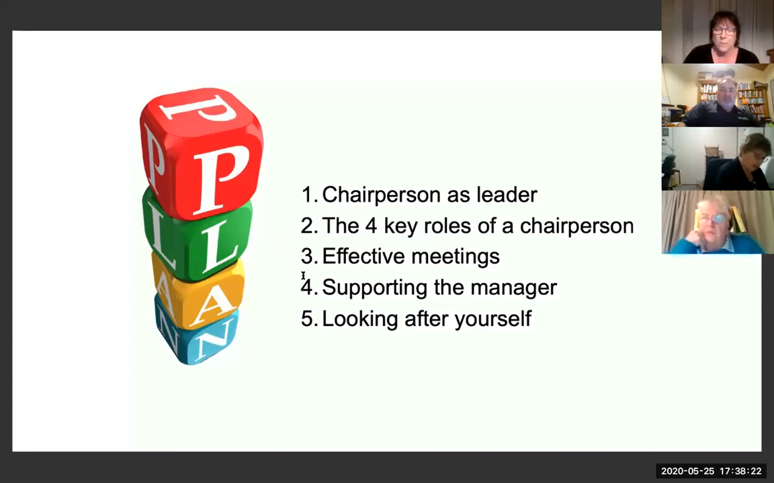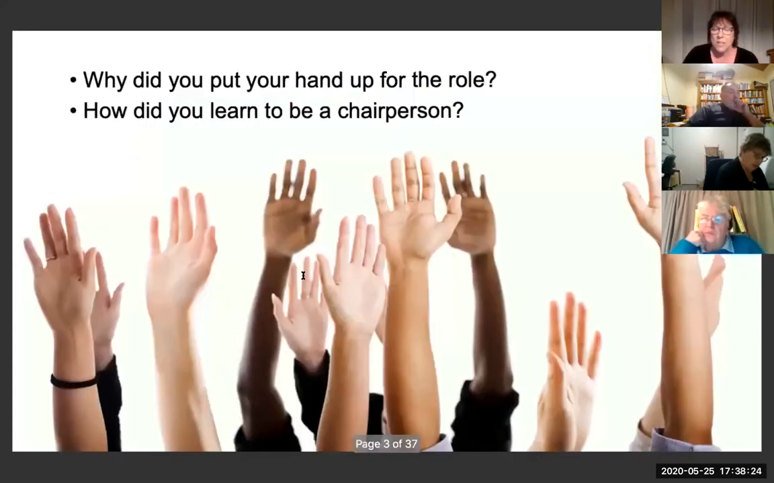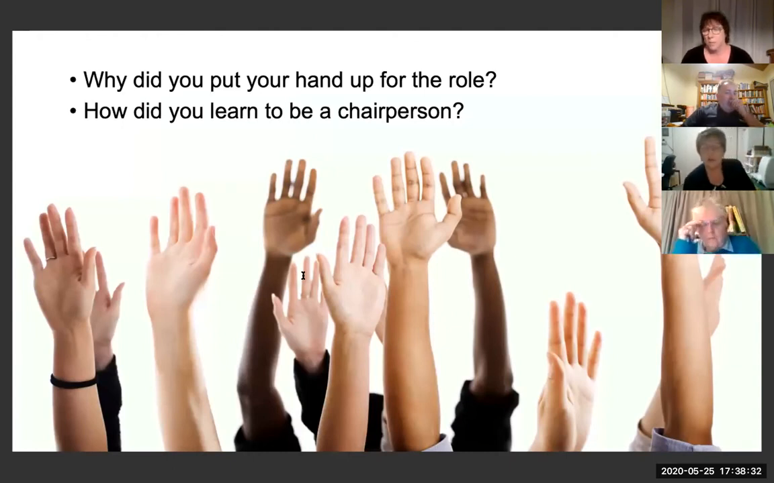So I'm going to pop you into breakout rooms to have a conversation with a couple of people about why you put your hand up for the role as chairperson, if you are a chairperson. And if you are not a chairperson, maybe you could talk about other roles you have had in organisations as chair. But also I want you to have a conversation: how did you learn to be a chairperson? Where did you get the tools? Where did you get the knowledge and the understanding from?